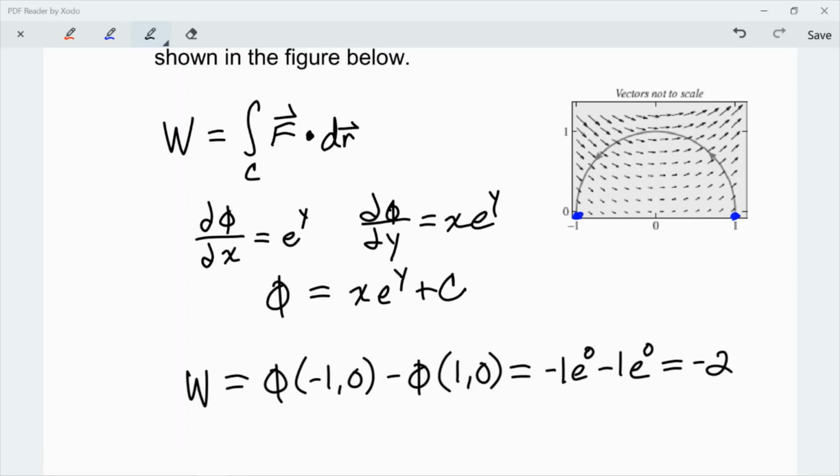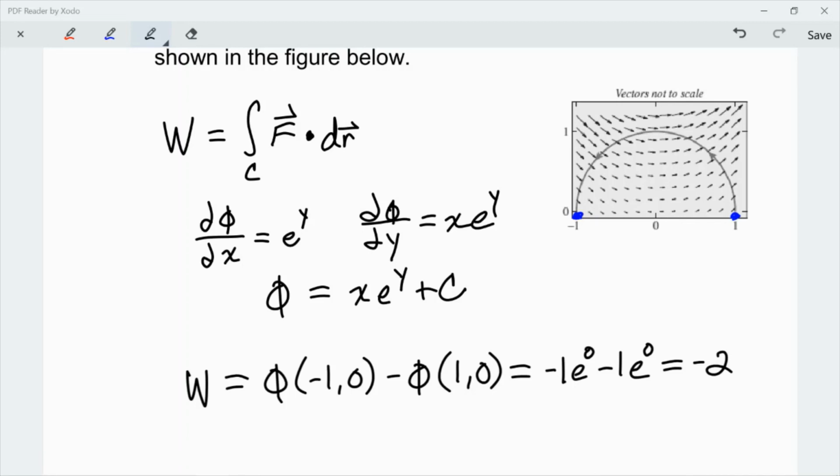So you can see that in the end here, the work calculation gave me a negative value, and that's primarily because if you look at the vectors in relation to the path that I took, I'm going in the opposite direction of the vector field, as sort of a general rule there.